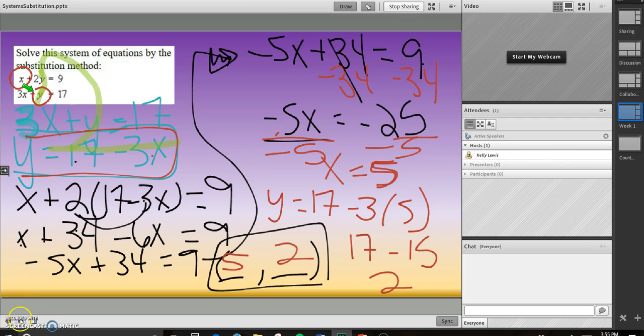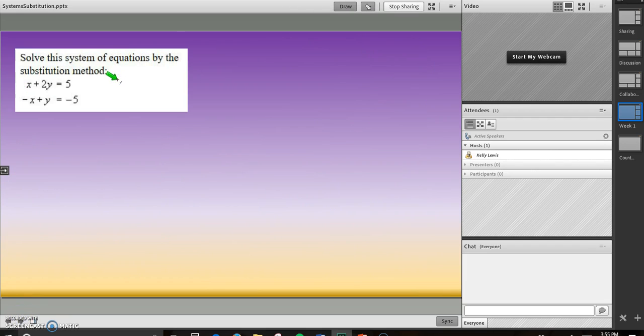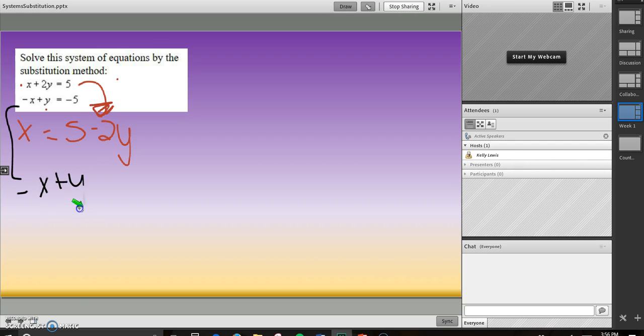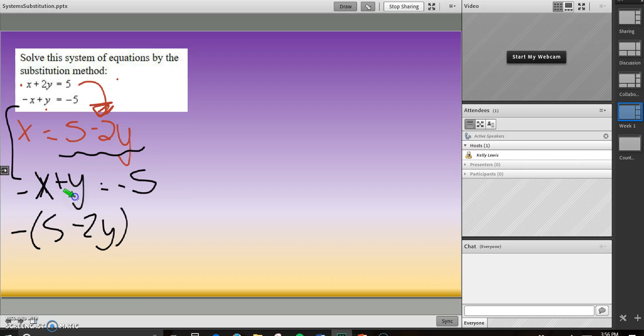All right, let's do this one. So here we can do either one. Solve for x here, or we could solve for y here. It doesn't matter. I'm just going to do the top just because he's first. So I'm going to say x equals 5 minus 2y. All right, so I just did this guy and solved for x. So when I do the second guy, negative x plus y equals negative 5, instead of this x, I'm going to plug in this guy. So I'm going to say negative, 5 minus 2y, plus y equals negative 5.